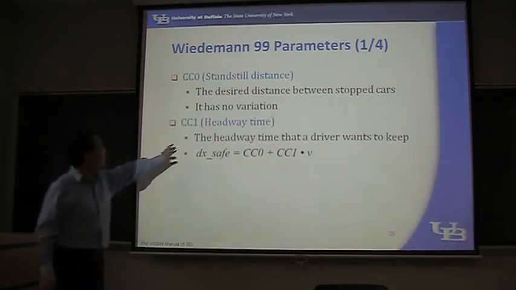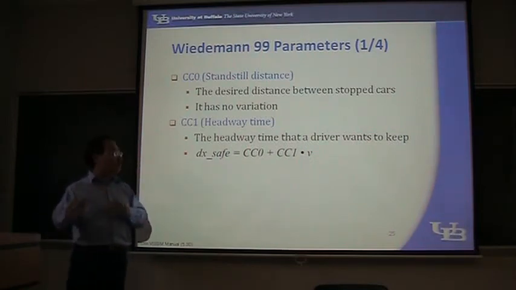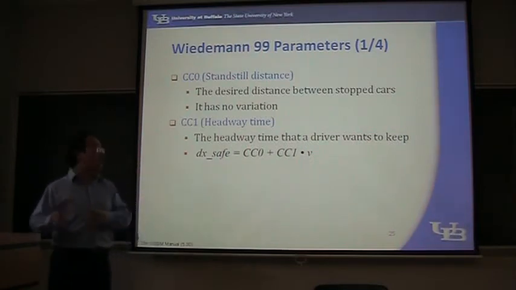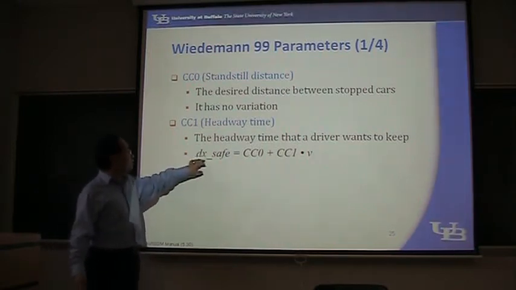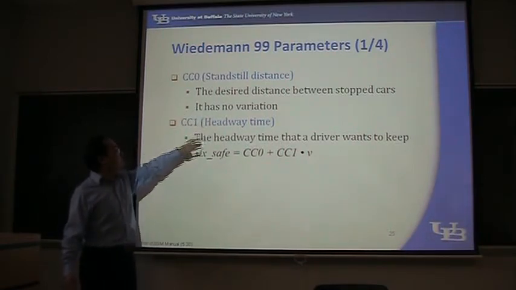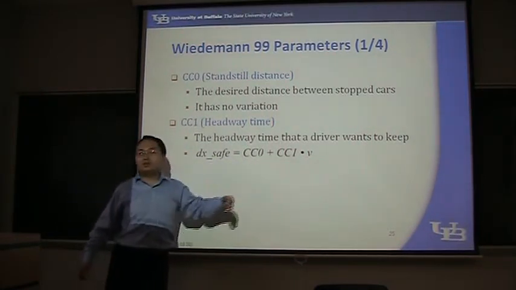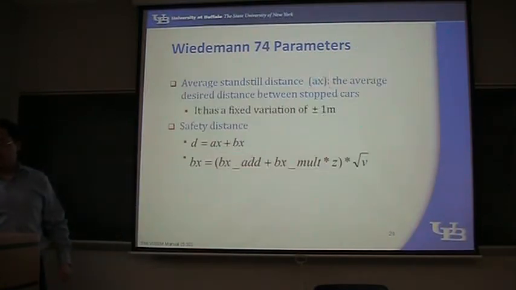The second one is called headway time. It's the time headway of 2 vehicles that a driver wants to keep. So we say the safety distance is equal to that standstill distance plus headway time multiplied by the travel time. This is CC1, the X safe.